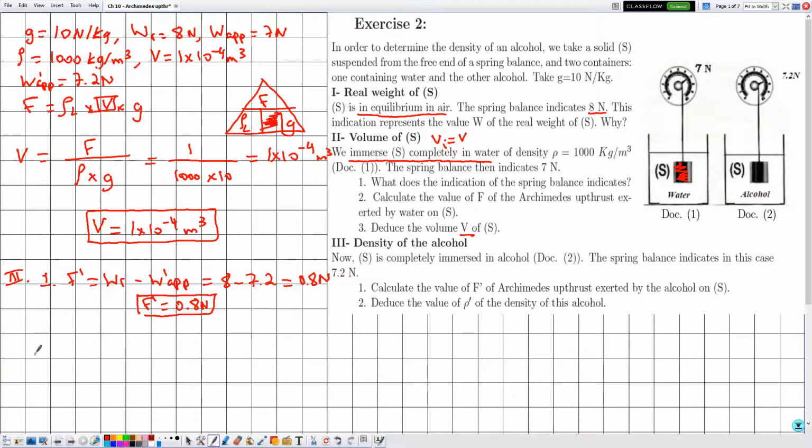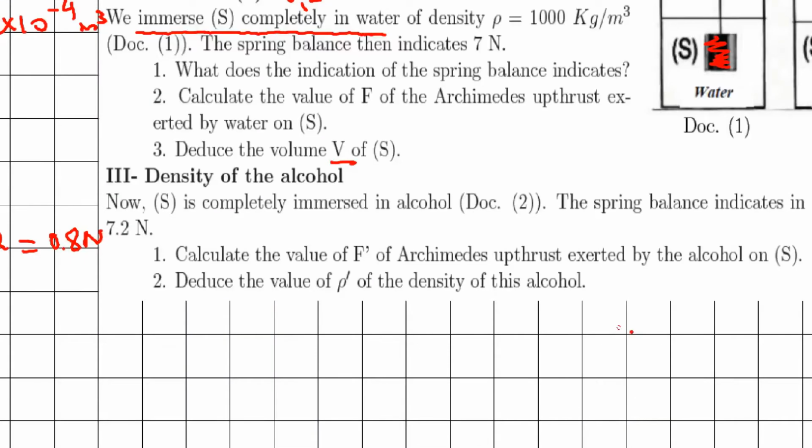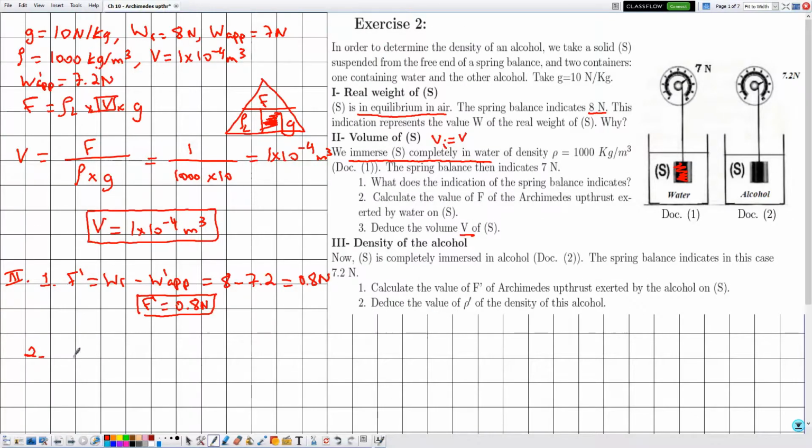Now in number 2, deduce the value rho prime of the density of this alcohol. And by deduce, it means that we need to use the part just previously before. And we know that F prime and rho prime are related via the following formula. So the value of F upthrust is equal to the density of the liquid multiplied by the volume of the immersed part multiplied by G. So we are interested in calculating the value of rho L.